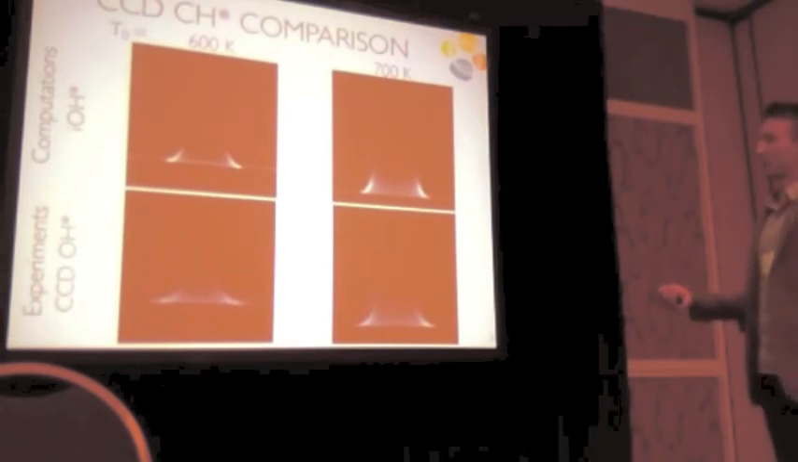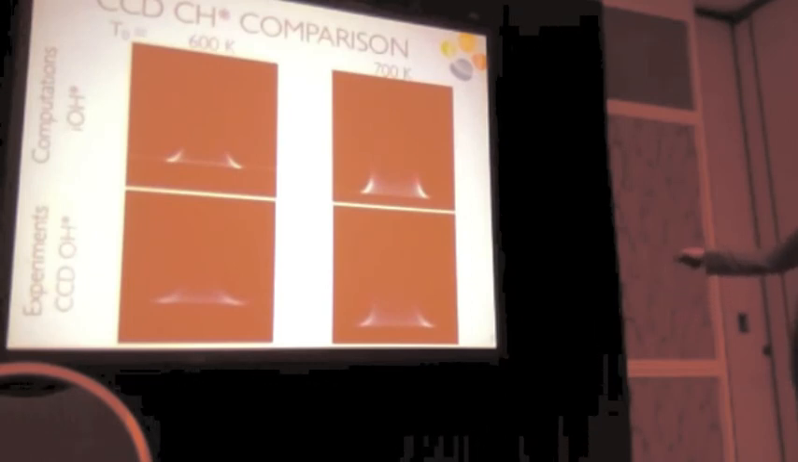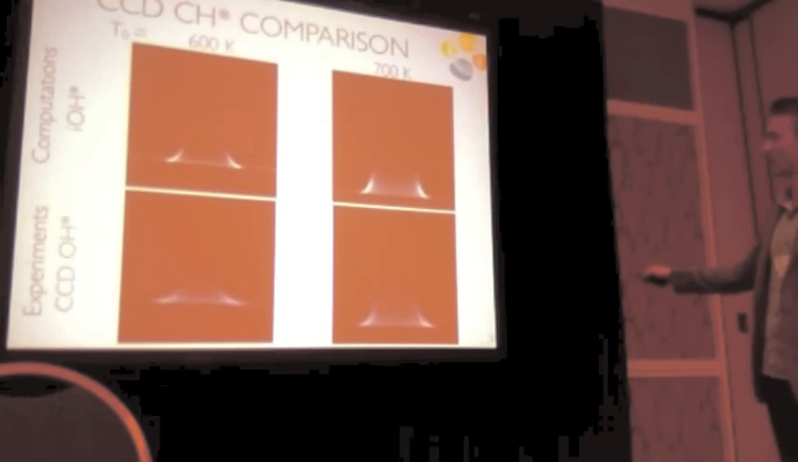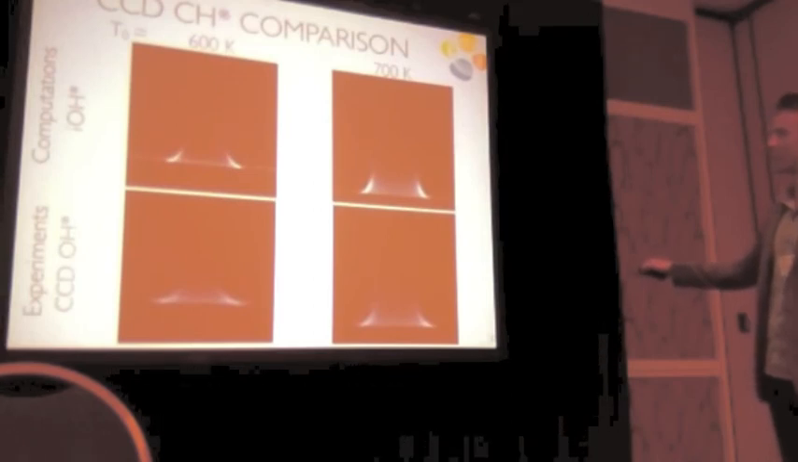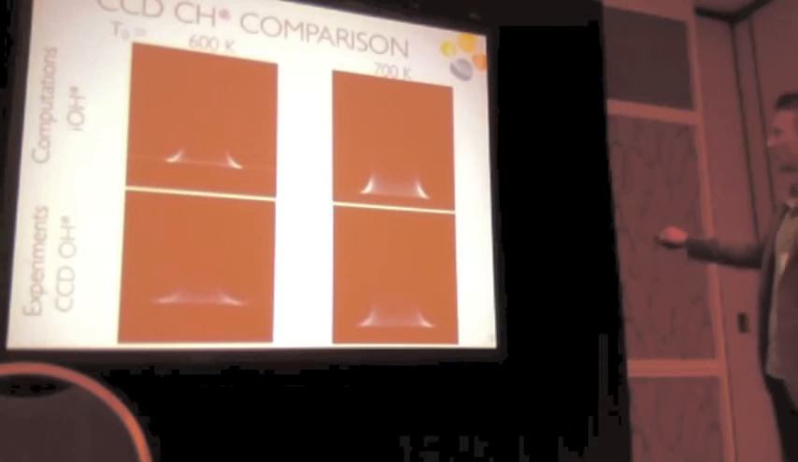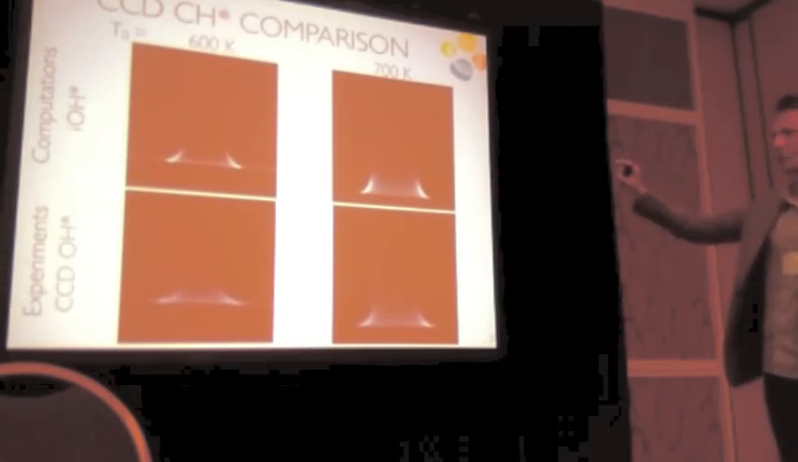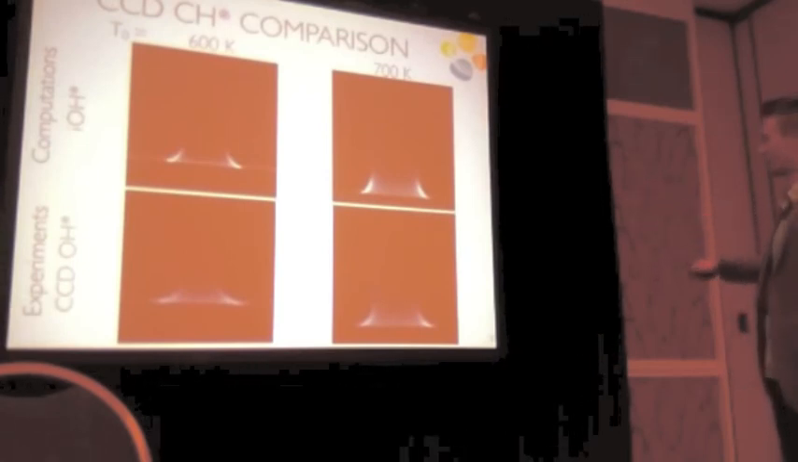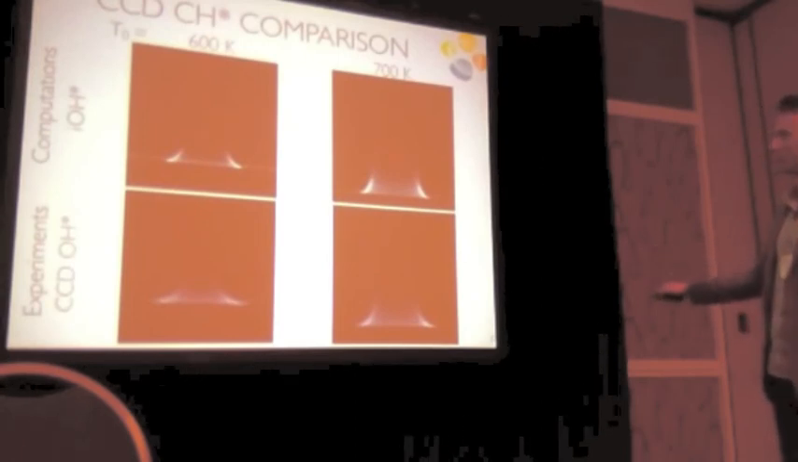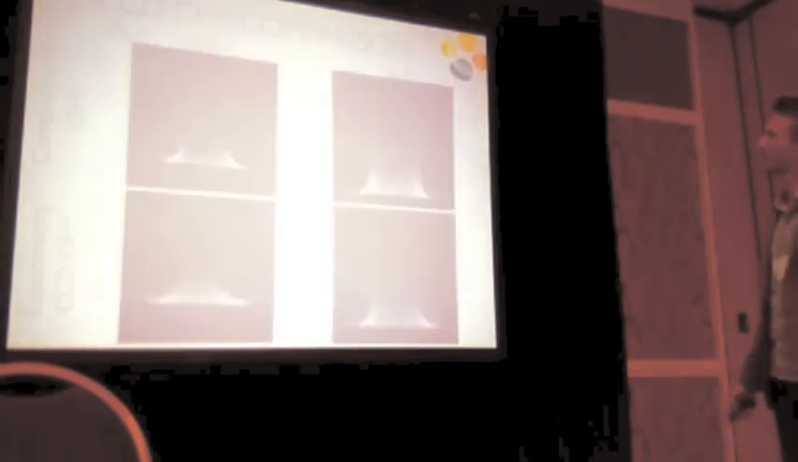Here you have the comparison of the experiments and computations for the OH star. You can again see that the lift-off height and the width of the flames remain unchanged with the increasing temperature. However, the height of the flame enlarges with increasing temperature. And the OH computations correlate with the OH experiments.